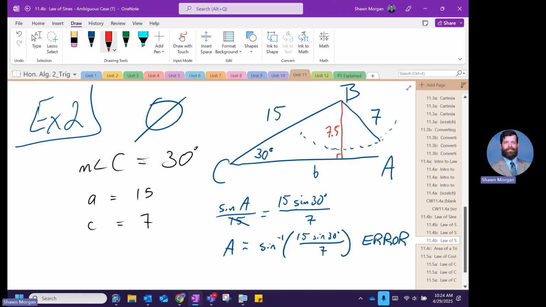I think you've missed the boat here. There is no second triangle. There is no first triangle. There is no possible triangle.